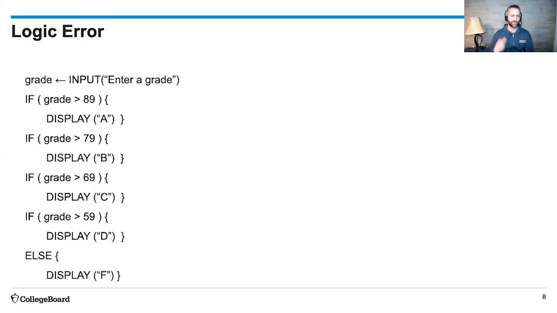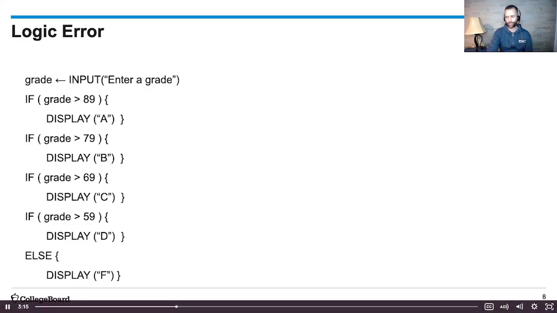Grade is going to be assigned the input value. So the user is going to input some percentage. Now we're going to ask if the grade is greater than 89, then we're going to display A. If the grade is greater than 79, we're going to display B. If the grade is greater than 69, we're going to display C. If the grade is greater than 59, we're going to display D. And otherwise, if it's none of those, then we're going to display F. So this algorithm was written to display a letter grade. Pretty simple.